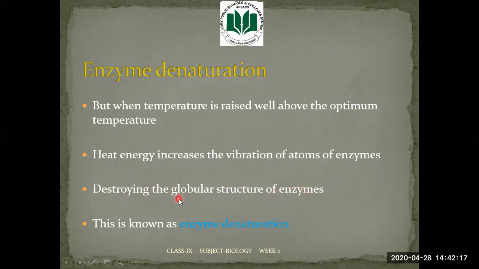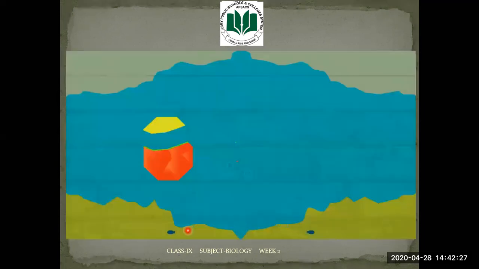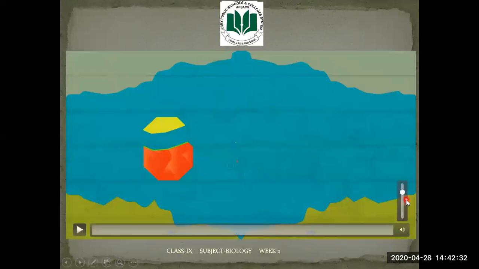The key structure of enzyme activity is their globular structure. This is known as enzyme denaturation. When the structure is destroyed, obviously the enzyme is destroyed and we cannot carry out our chemical reaction. Let's have a look at this video so that you may understand your concept very clearly about denaturation of enzyme.